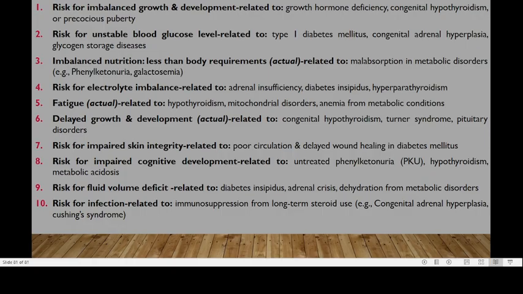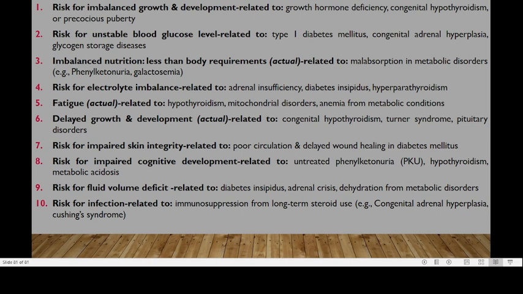pituitary disorders, risk for impaired skin integrity related to poor circulation and delayed wound healing in diabetes mellitus, risk for impaired cognitive development related to untreated phenylketonuria, hypothyroidism, and metabolic acidosis, and risk for fluid volume deficit related to diabetes insipidus, adrenal crisis, dehydration from metabolic disorders. Lastly, you could have risk for infection related to immunosuppression from long-term steroid use, like for the case of congenital adrenal hyperplasia or Cushing syndrome.